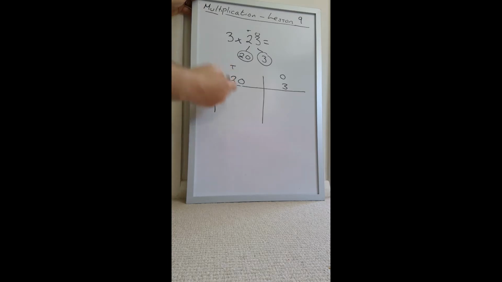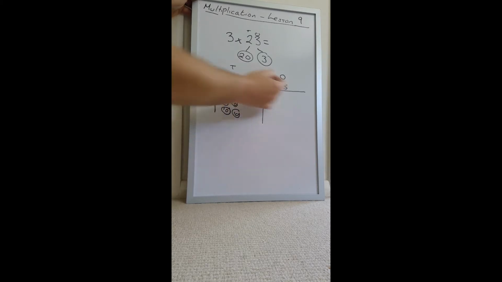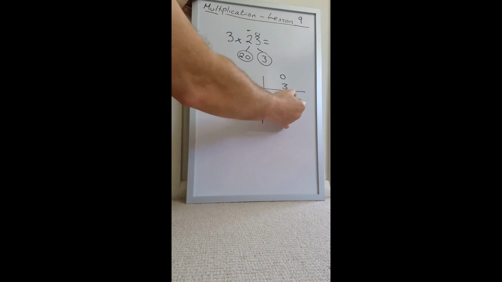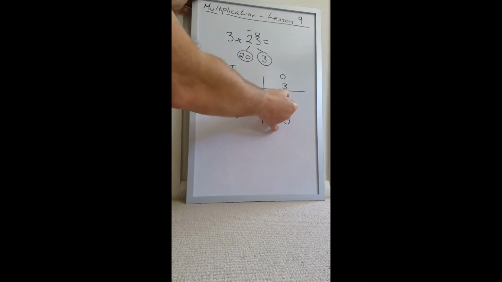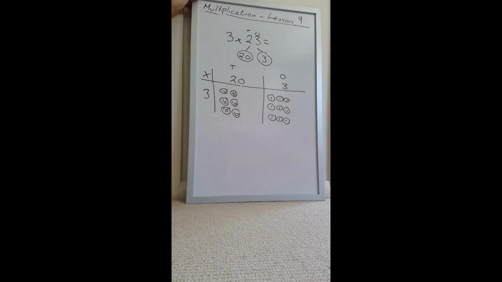So 3 times 20, well, we know we have 3 rows, and the value is going to be 20. Each one is 10, 20, 10, 20, 10, 20. 3 times 3, 1, 2, 3, and we're going to have 3 of them. And the value of each of these would have been 1. We would then count them any way we thought was best. If you wanted, you could count individually, or if you were confident with your multiplication or counting in groups of, then you could do that.